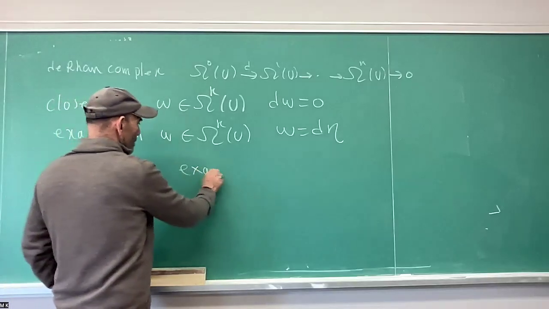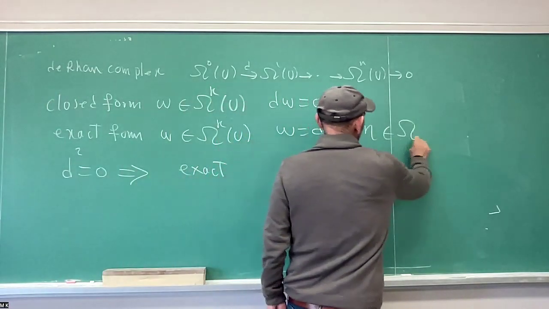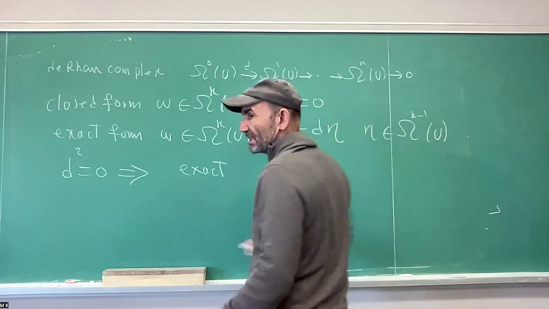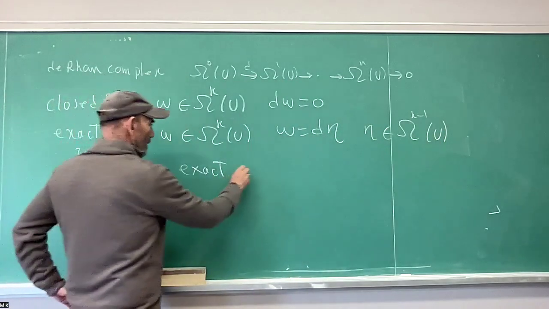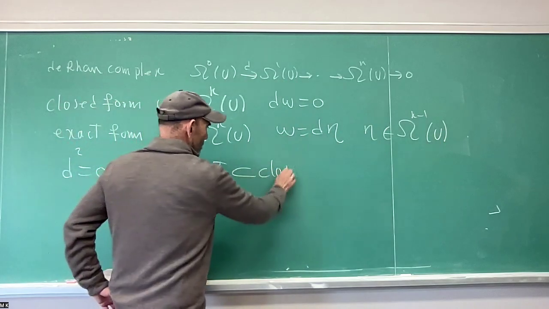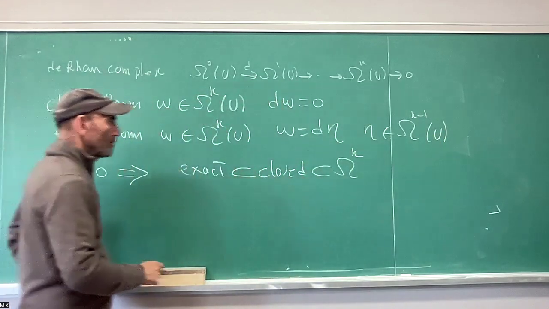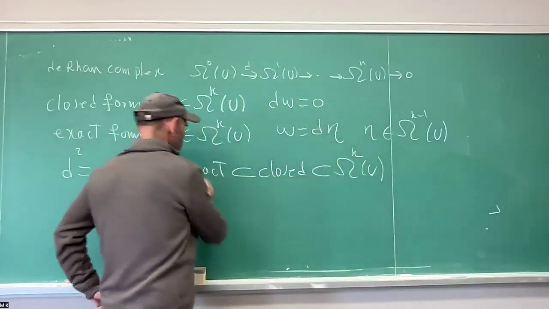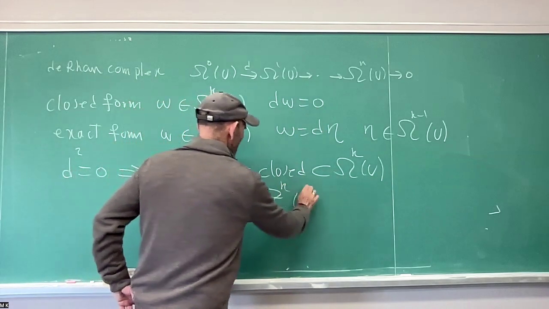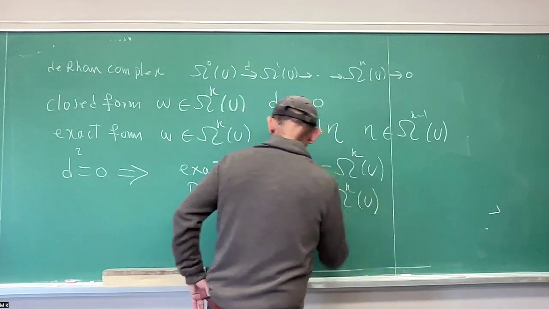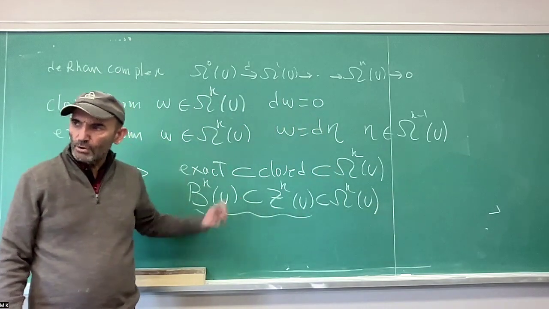Sorry, what's theta? What's theta? Oh, eta is some form in omega k-1 of U, because d increases the degree, right? Mm-hmm. Okay, so d squared equal to 0, exact inside closed. And of course, this is all inside omega k of U. And there is even some notation here. I believe the notation is B k of U inside Z k of U inside omega k of U. And when you divide this subspace by that subspace, it is called the de Rham cohomology of U.